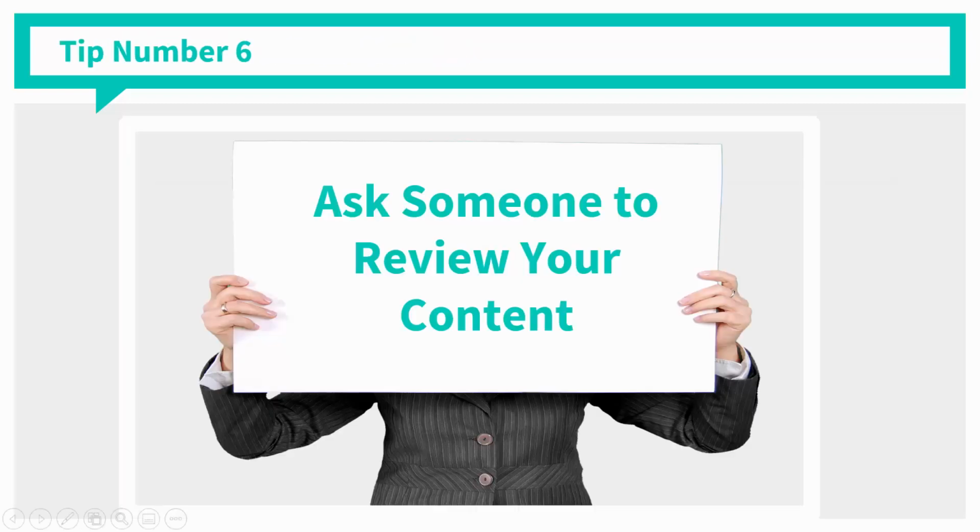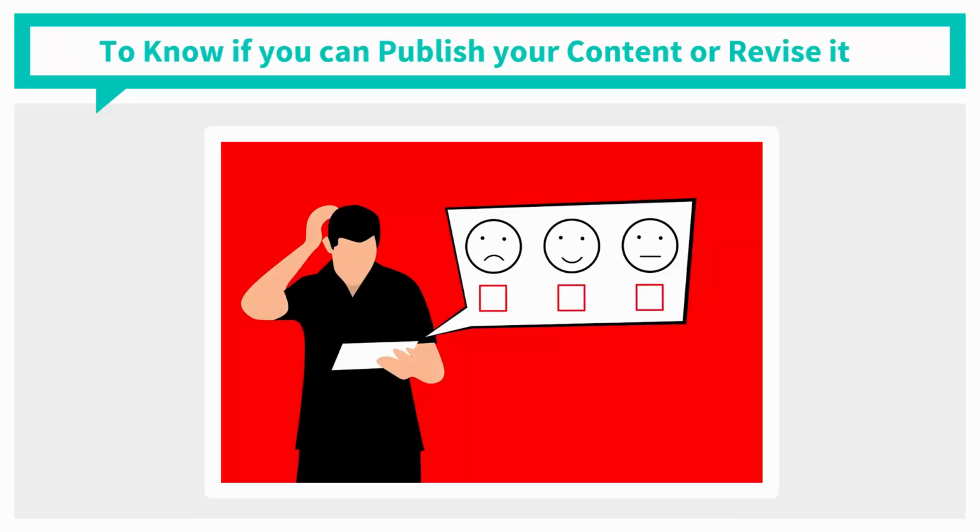Tip number 6. Ask someone to review your content. Before you hit the publish button, ask your friend to read your content, but make sure this person has all the time in the world to read your content. By taking into consideration his opinion about your content, you will be able to know if your content is good enough to be published or needs more revision.